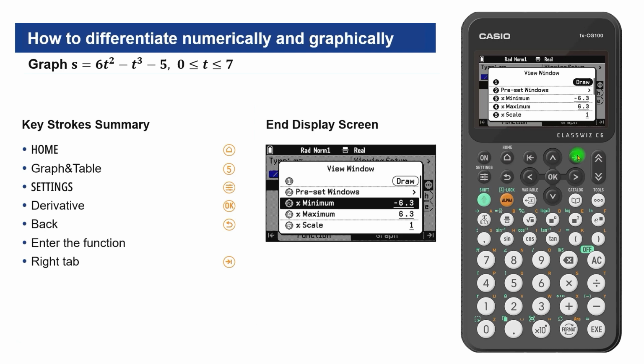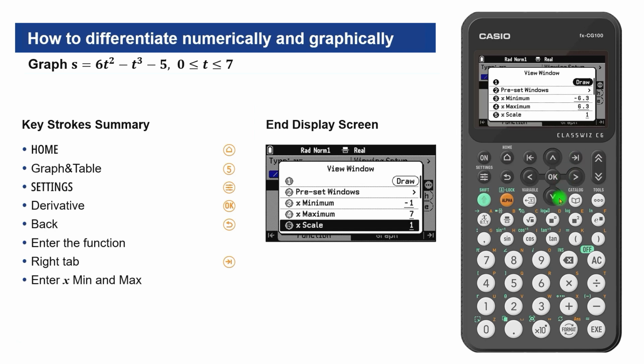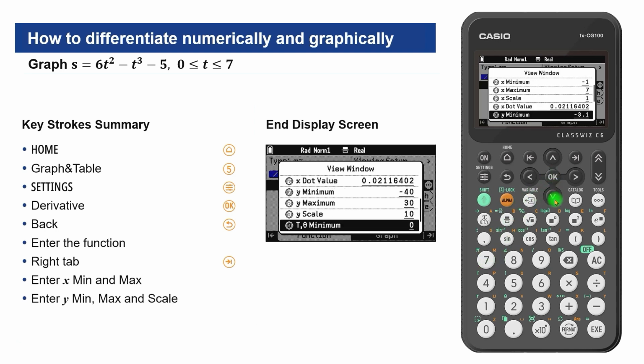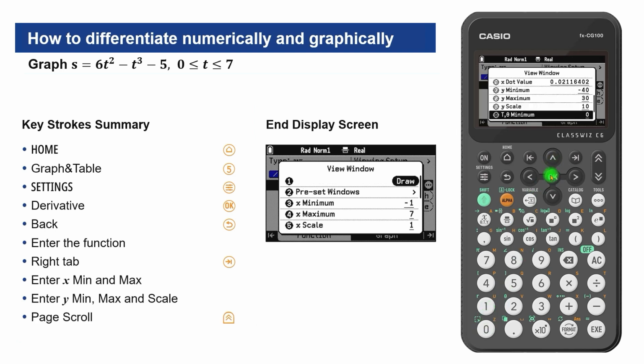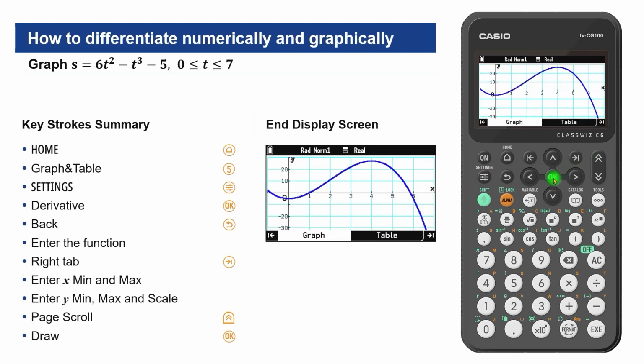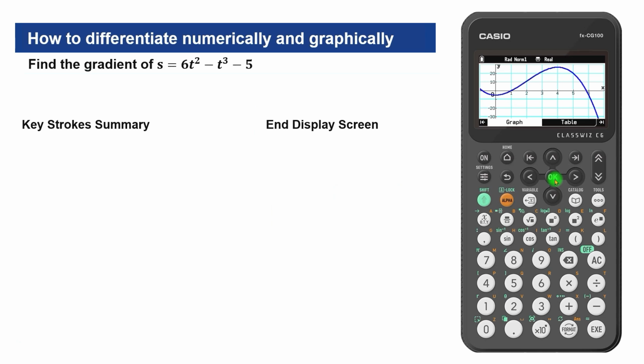From the View window pop-up, we will change the scales to optimize the graph for our function. Enter -1 for the x minimum value, as this will show the y-axis. Then the upper limit 7 for x maximum. To view the complete curve, enter -40 for y minimum, 30 for y maximum, with a scale interval of 10. Use Page Scroll to scroll back to the top of the pop-up. And draw. We can now analyze the graph and find the gradient of the function at any point.